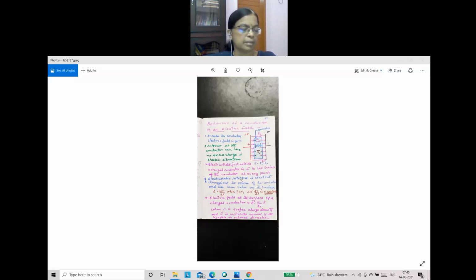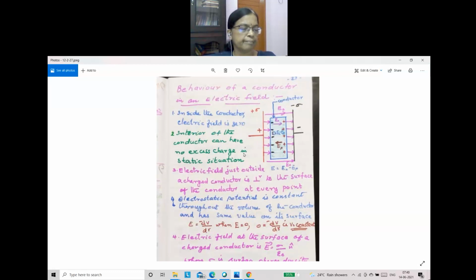Okay. So when such a conductor is kept in an electric field, what are all its behaviors? Tell one property. Who will tell the property? Krishna Sri, tell one property. Aditya, tell one property when a conductor is kept in an electric field.